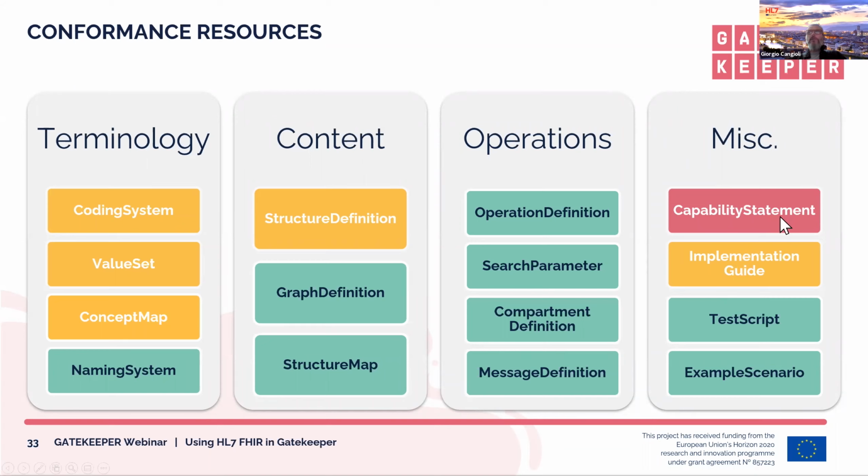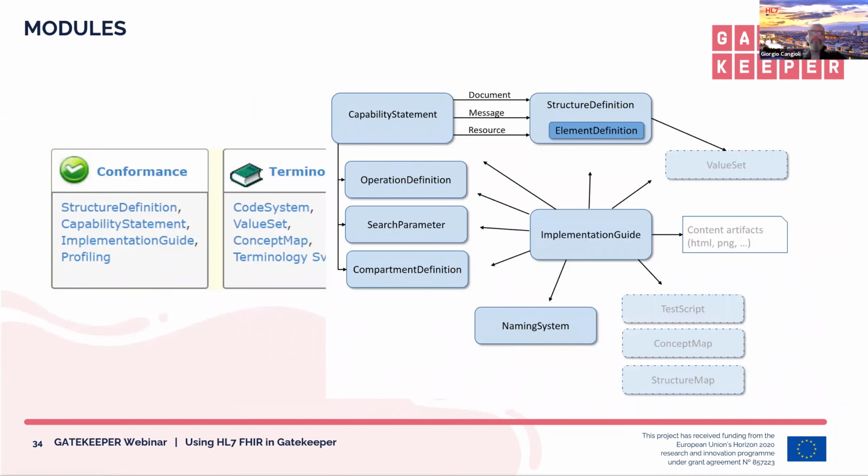I highlighted also the CapabilityStatement that refers to and uses other conformance resources like OperationDefinition and SearchParameter that describe how a client or a server should behave, what the types of API are, and how the API should behave for a specific implementation. I mentioned already that the implementation guide is a sort of collector of all these conformance resources for a specific purpose.